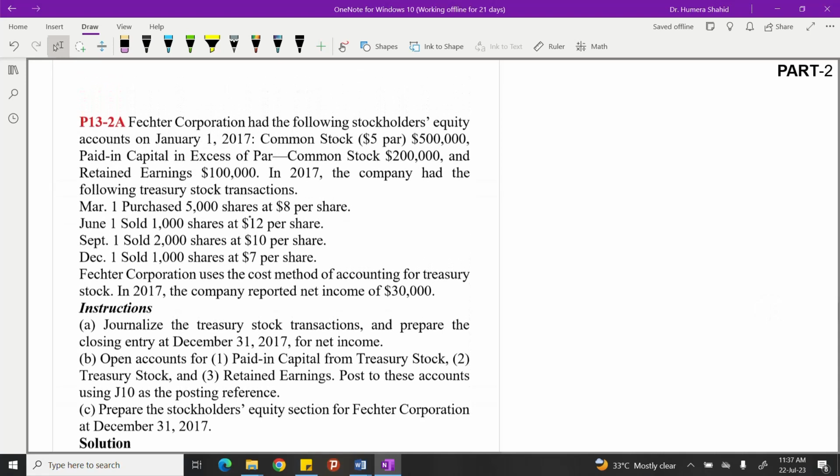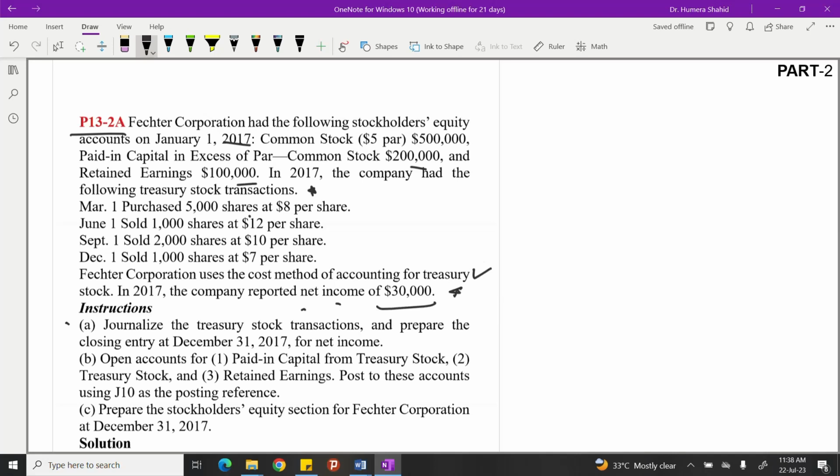Moving on towards the next exercise. This is a problem, exercise 13-2. Fitcher Corporation has the following stockholders' equity accounts on January 1st, 2017. Common stock, $5 par value, 500,000 shares, paid in capital in excess of par, common stock 200,000 and retained earnings 100,000. In 2017, the company had the following treasury stock transactions. Fitcher Corporation used the cost method of accounting for the treasury stock. Yes, we always use the cost method, and the company's net income is 330,000.